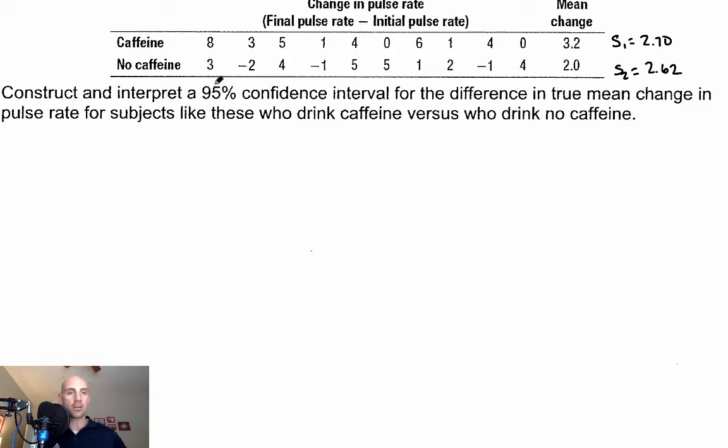I'm going to be constructing a 95% confidence interval. And anytime you see that type of action, you know you're going to have to do your 4-step process. So here we go, let's do our 4-step process. For our state, we are doing a difference in means. So mu1 minus mu2 is the true mean difference.